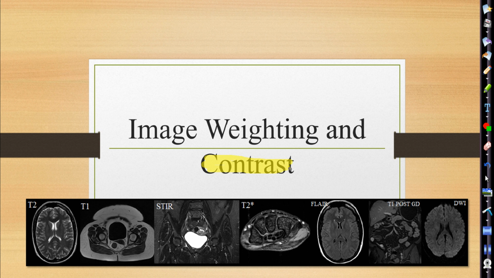We can see anatomy better, or we can see, say, acute stroke with our diffusion-weighted imaging. We have different weightings to kind of visualize different things in MRI. So we have different weighted images here on the bottom of the screen. So we have a T2, a T1, STIR, T2 star, FLAIR, T1 post-GAD, and a diffusion-weighted image. So by the end of, I'd say, the fall, you'll know how to create these images by adjusting your parameters. And you'll be able to identify these images on your MRI console, which will be very beneficial when you're in clinic.